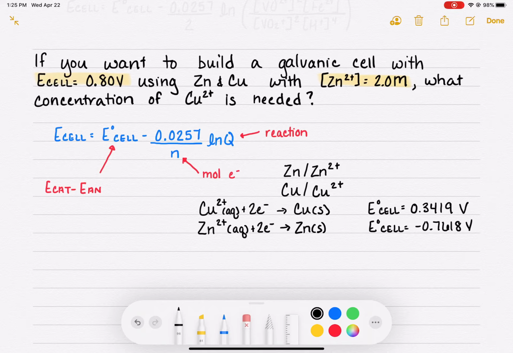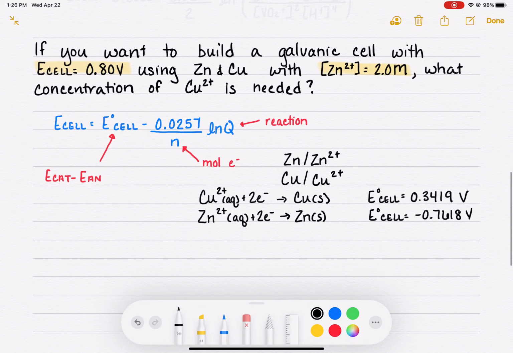Now, remember, in this data table, everything is being written as a reduction because that's how we tabulate it. That's standard. But only one of these half reactions is actually a reduction, and the other one is an oxidation, so we're going to have to flip it around. When we're calculating E cell, we know that it's cathode minus anode, but since we're dealing with a galvanic cell, the voltage is just positive. So we don't really need to think that much about what order we are plugging these half reactions into this equation. Only one order is going to give us a positive answer, and whatever that is, it's going to be correct.